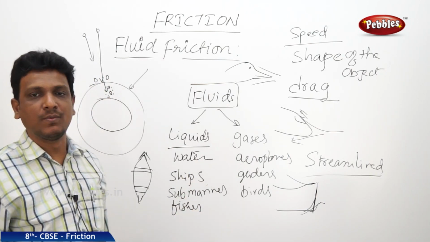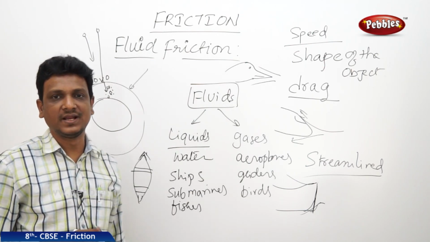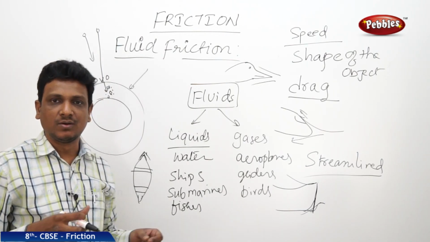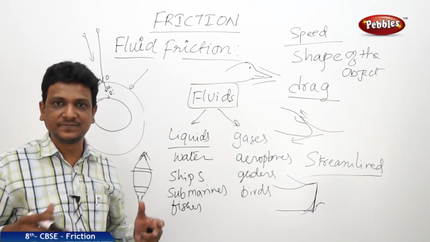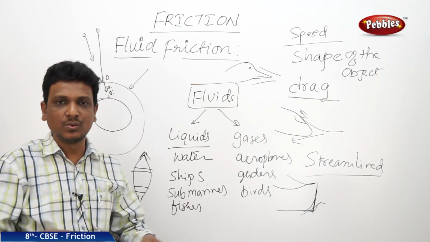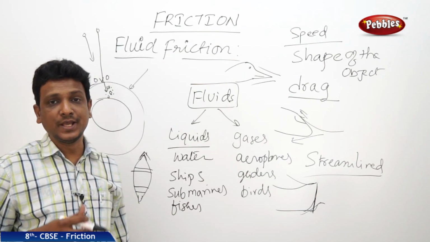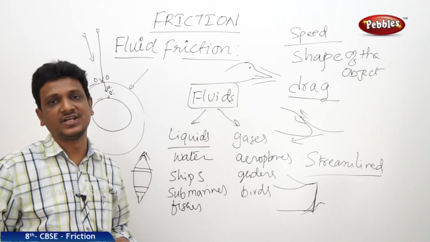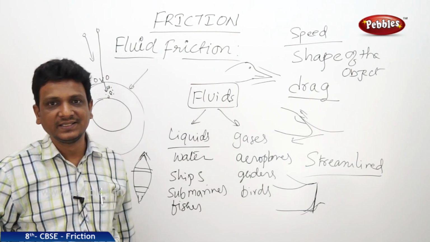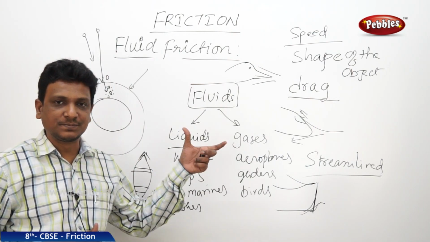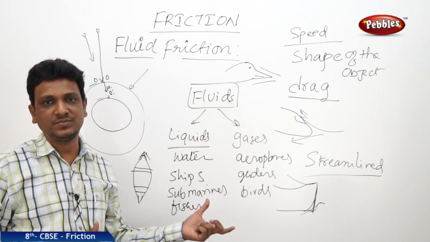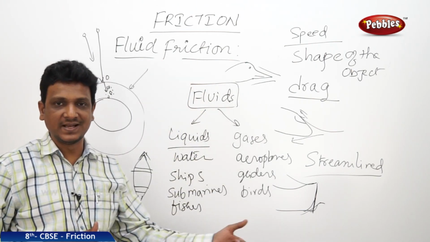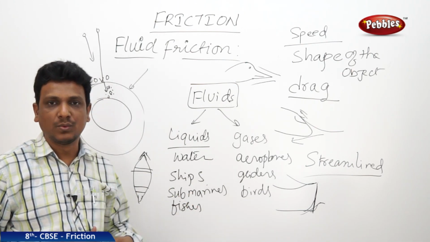Naturally, fishes have a streamlined body. Naturally, birds have a streamlined body. So whatever vehicles we are developing, like a ship or a submarine or a steamer or a boat, we are making their shapes streamlined. So the streamlined ones can easily cut the water. The aeroplanes, helicopters, gliders, all these are made in streamlined shapes. So by that they can easily cut the air. So the special shape helps the objects to reduce the fluid friction, the friction in air and in water.